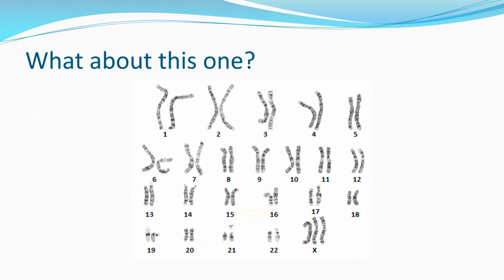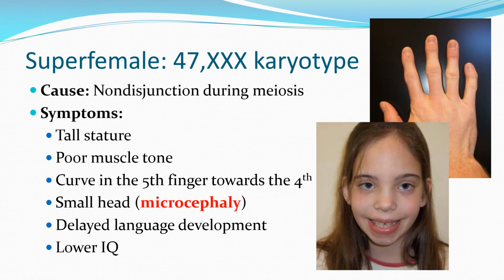What about this one? That's the 47XXX super female karyotype. Similar to the other one, non-disjunction during meiosis. You get a tall stature, poor muscle tone, curve in the 5th finger towards the 4th. You get a small head, microcephaly, maybe some delayed language development, and also a lower IQ.